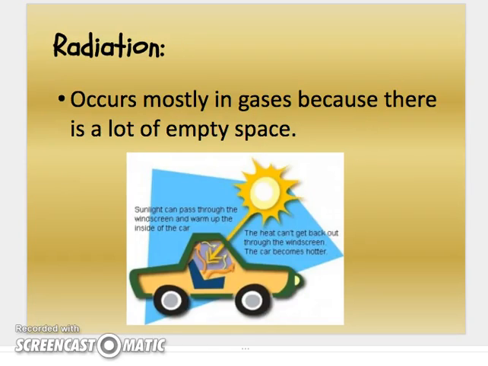Alrighty, radiation occurs mostly in gases. Well, why is this? It's because in gases there is a lot of empty space. And radiation, electromagnetic waves from the sun or some other sources, usually cosmic sources or nuclear sources, can travel without matter. Okay, that's how this energy works. In this example here, we see this car. This car is heating up inside because the sun's radiation is penetrating through the windshield, and that energy is being converted into heat as the particles receive that radiant energy.